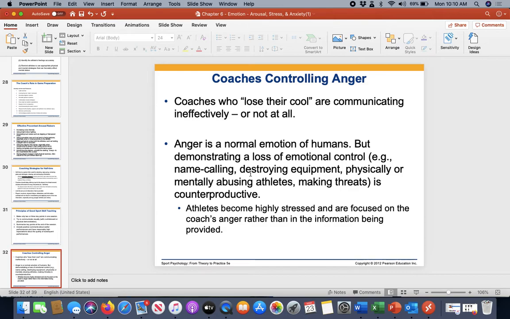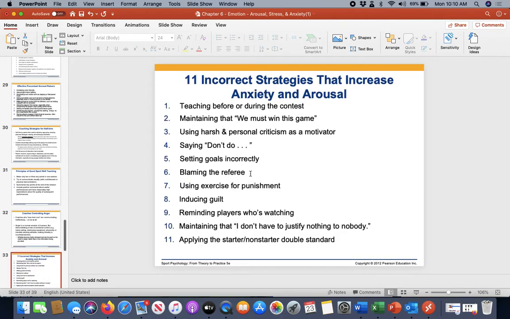Now, if there's anger toward the refs or the other team, players can sometimes rebound off of that and know that the coach is looking out for them. But if it's aimed toward them, it's better to be more informative than to be angry. You have to be able to control the emotion on the sideline.